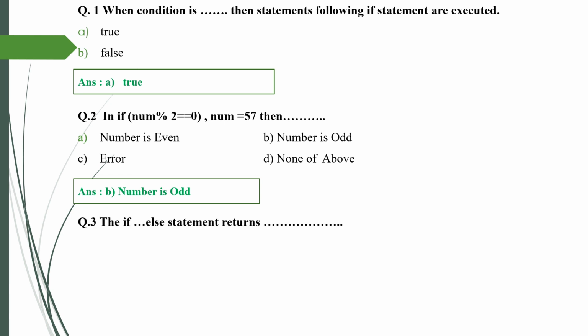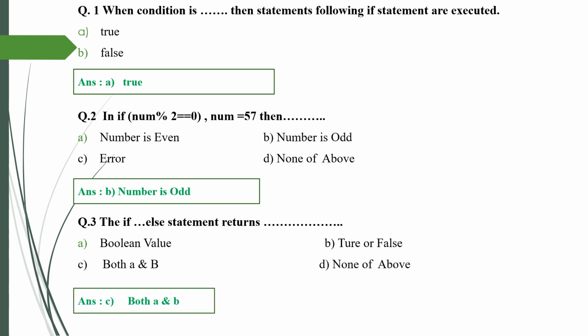Then the last question, the if-else statement returns, options are boolean value, second option true or false, third option both A and B, and last option none of the above. The answer of this question is both A and B. If-else statement returns a boolean value is also right, and true or false is also right.